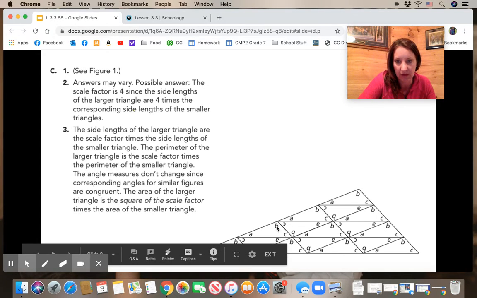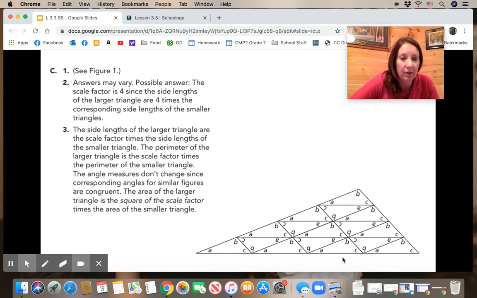1, 2, 3, 4, 5, 6, 7, 8, 9. So if you did the scale factor of 3, the side lengths would be 3 times. If you did 4, it would be 4. And in C3, the side lengths are 3 times. The perimeter is 3 times. The area is 9 times. And the angle measures don't change.